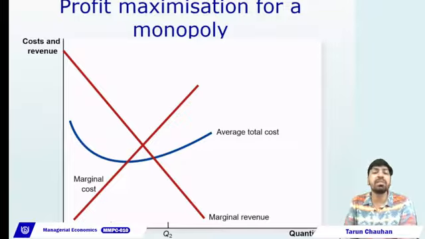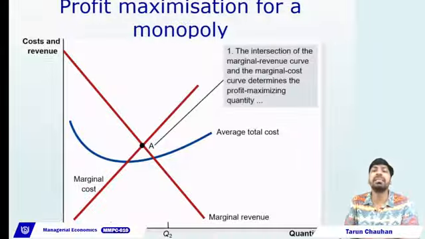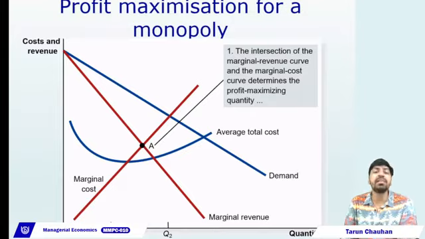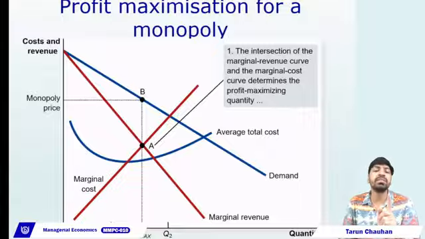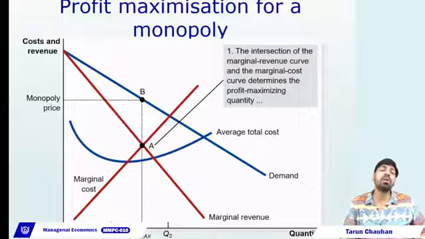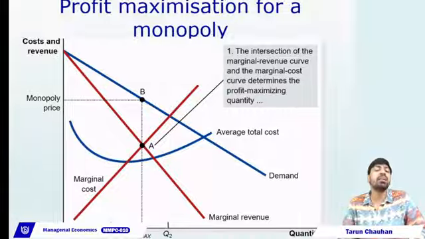So at point A, where the marginal revenue curve cuts the marginal cost, this is called the profit maximizing quantity. And this is the demand curve, which is the average revenue curve. The price set based on the maximum quantity is called the monopoly price, and it is decided by the single monopolist.